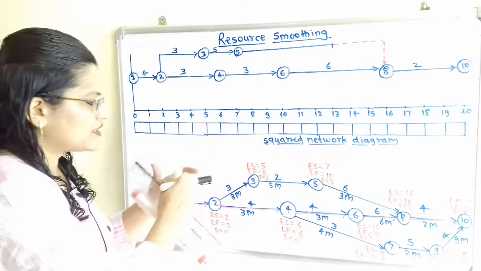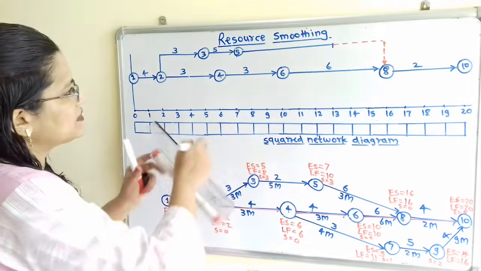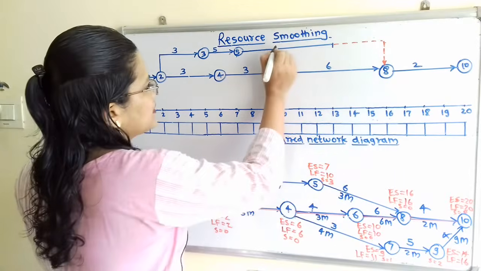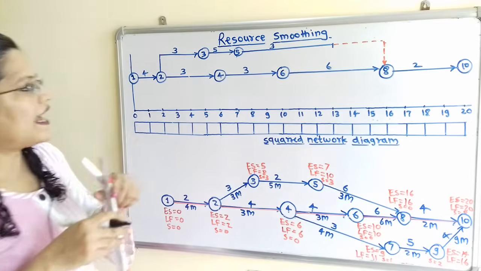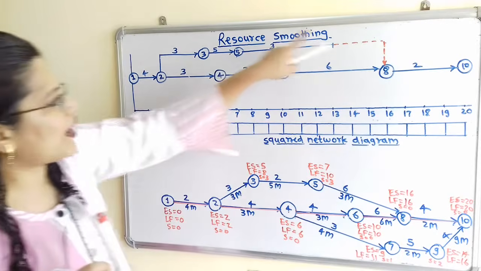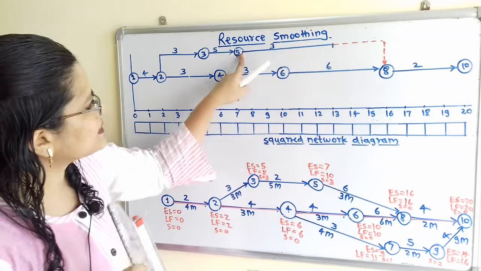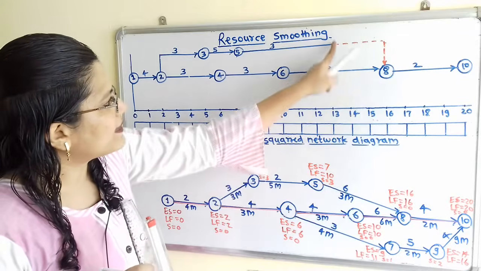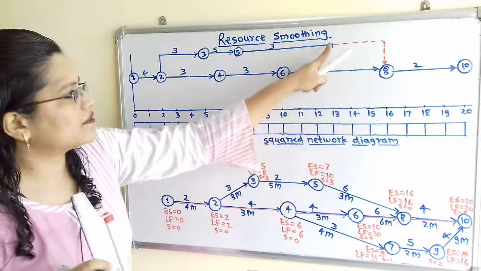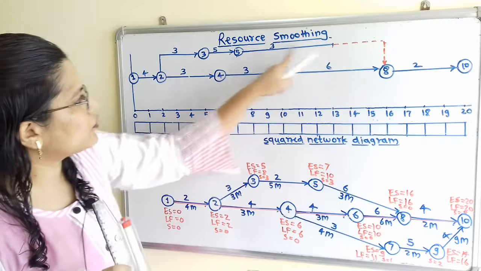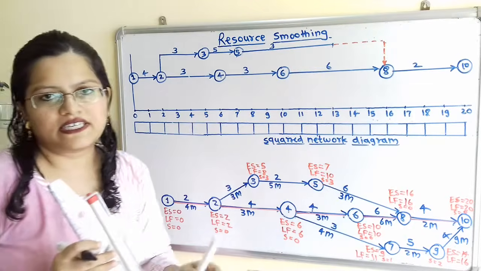And resources we have to mention here, that is the number of mains required is 3. Now we can say that for this activity from 5 to 8, this activity is getting completed at the 13th week. So here up to this point only we have to draw a straight line.